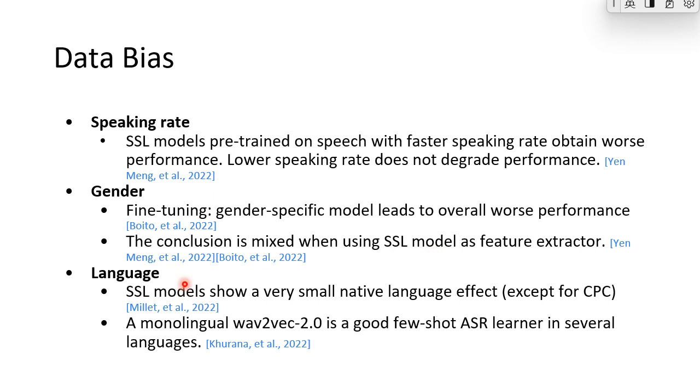And there is also some study about language bias. The results show that SSL models have a very small native language effect. And this explains why Wav2Vec trained on monolingual data can be easily generalized to several languages. Even though it's trained on one language, it can easily be applied to multiple languages. This is probably because it has a small native language effect.